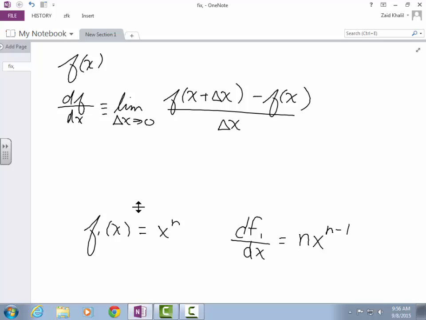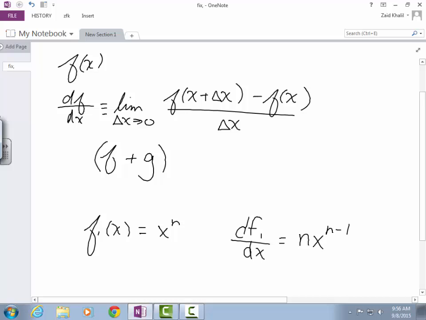The properties to be a linear operator are that if you have f and g, then if you apply the derivative to f plus g, what is this equal to? Correct. This is equal to df dx plus dg dx.